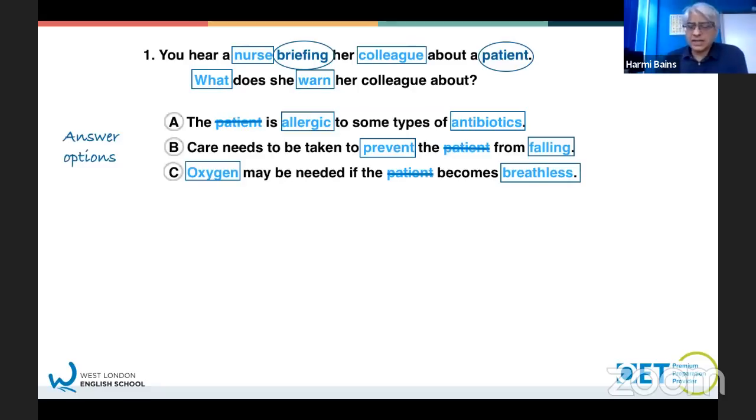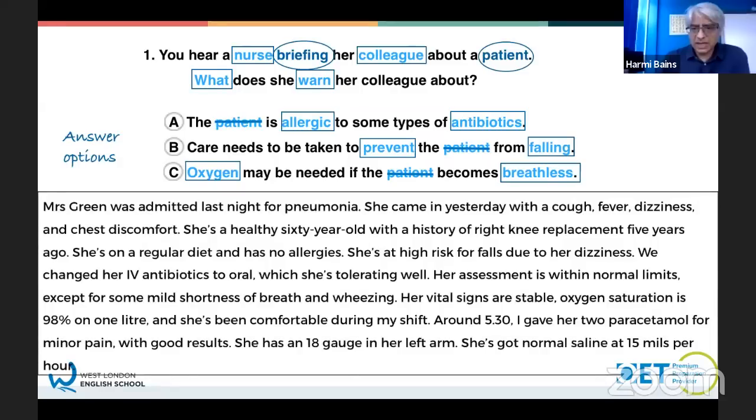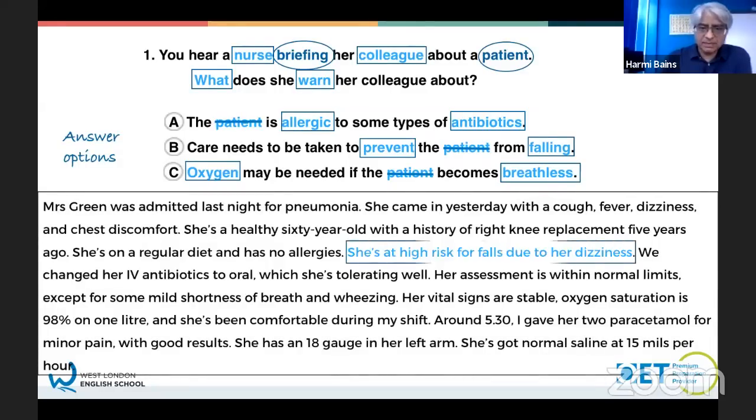Okay. So I think some of you have managed to get the answer. Here's the tape script. I'm just going to pick out a sentence here: she's at high risk for falls due to her dizziness. So this was what she was warning her colleague about. And because you were listening out for the warning, as soon as you heard she's at high risk for falls, you knew the answer was coming.